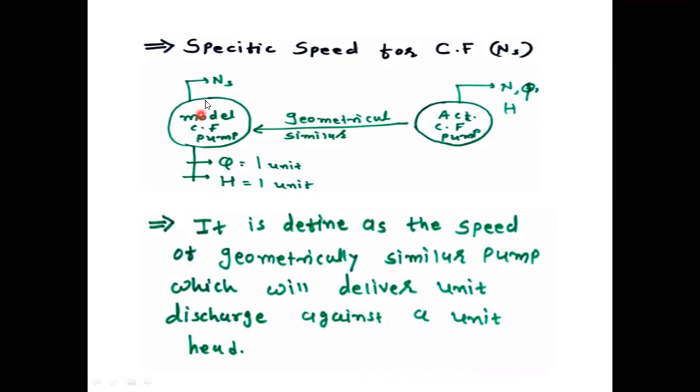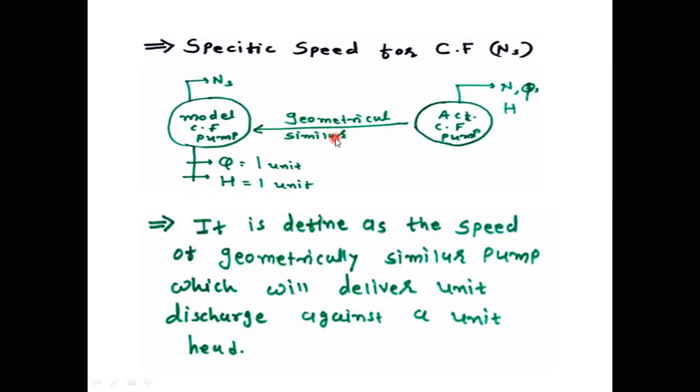Take one design model centrifugal pump which operates against a unit head. Unit head means H is equal to 1 meter, which delivers 1 unit discharge. That means Q is equal to 1 meter cube per second. This design model centrifugal pump is geometrically similar to the actual centrifugal pump.